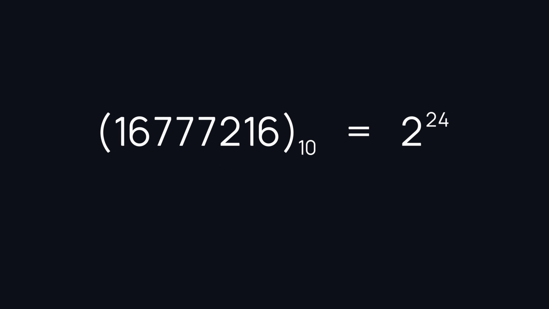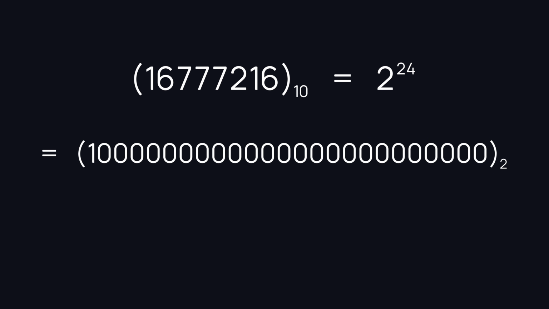Okay, now that we know how floating point numbers are stored inside a computer, we are ready to answer the first question. Why adding 1 to 16777216 does absolutely nothing? Let's write this number in binary. If you observe carefully, you will notice that this number is exactly 2 raised to power 24. So its binary representation is simply 1 followed by 24 zeros.